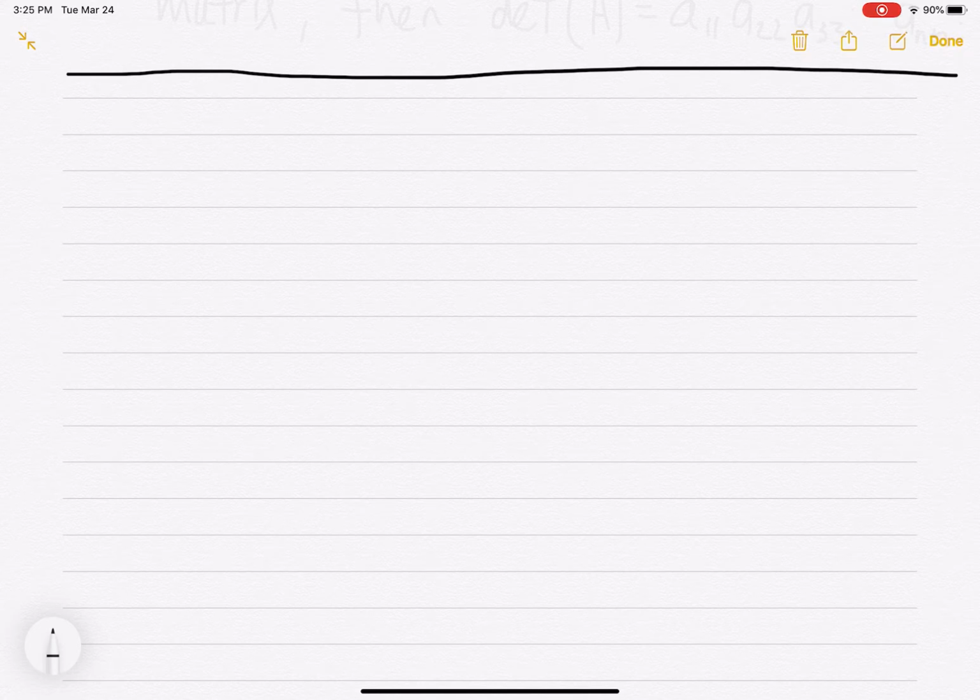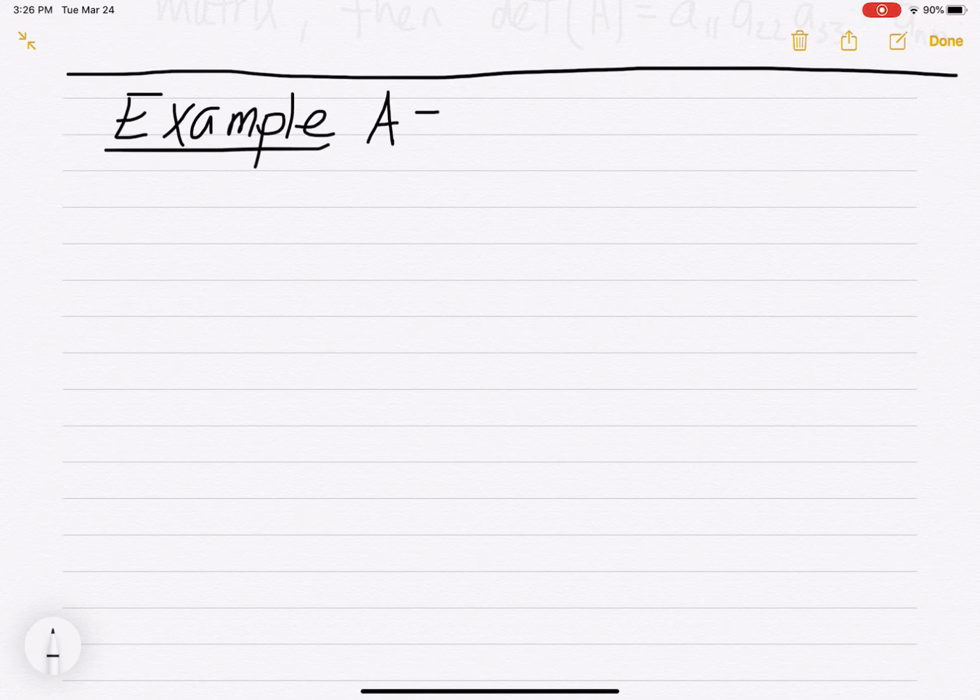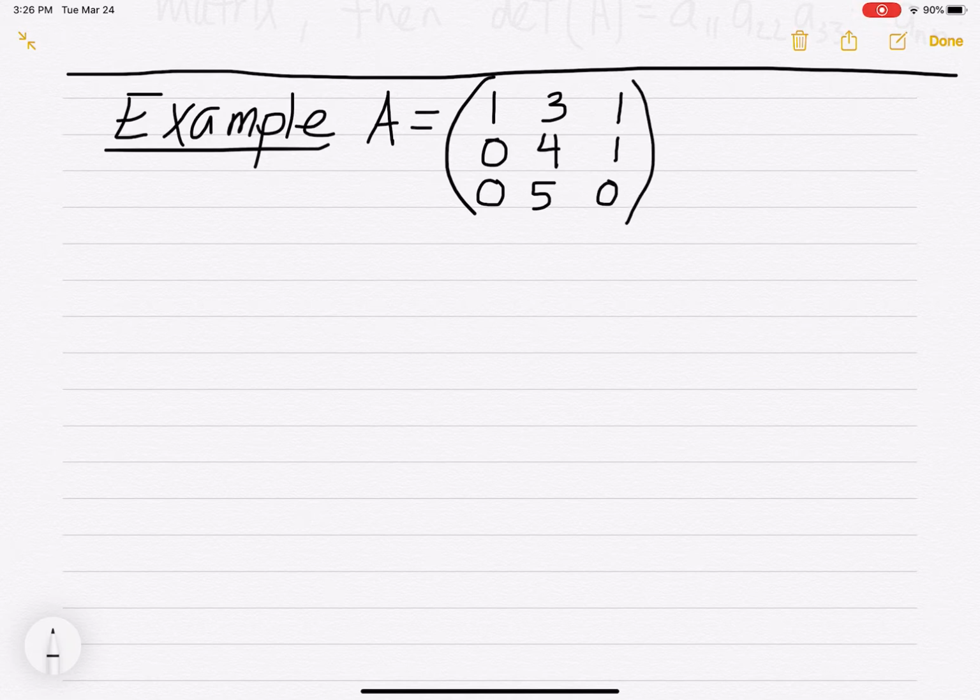Let's look at transposing a matrix. Let's look at a 3 by 3 matrix, A. So we have 1, 3, 1, 0, 4, 1, 0, 5, 0. So that's my A matrix, and I want to look at A transposed.